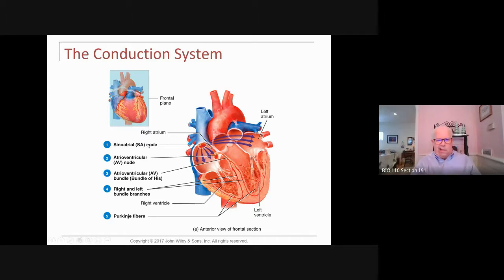It starts in the SA node, it goes to the AV node, it goes through the bundle of His, it branches into the right and left bundle branches, it ends up in the Purkinje fibers of both the right and the left ventricle. And I will show you next week EKGs, which prove that you have a conduction system in your heart. Okay? Any questions on the conduction system?